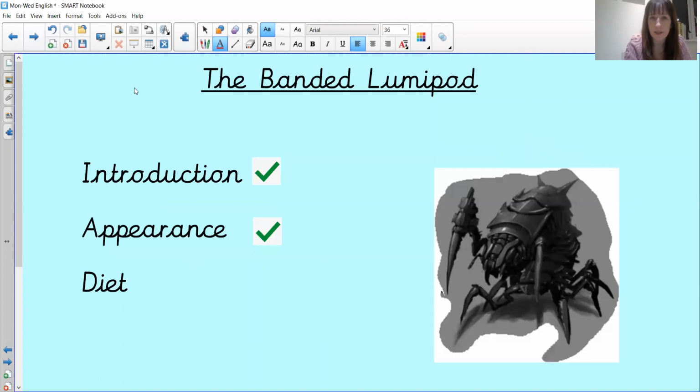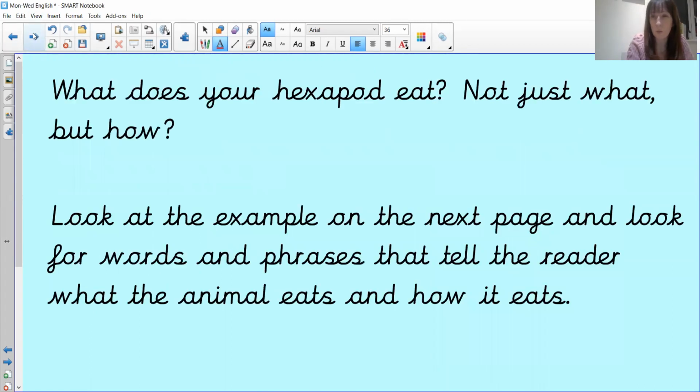So we have done some of our report already. So my creature is the banded lumipod. We did an introduction. Yesterday we did the appearance. Today we're going to be thinking about the diet of our creatures, so what they eat. Not just what they eat, but also how they eat.